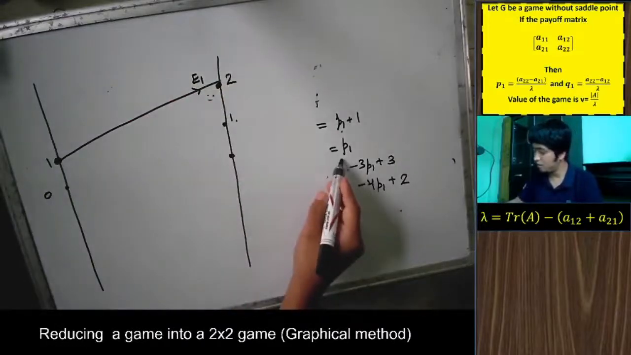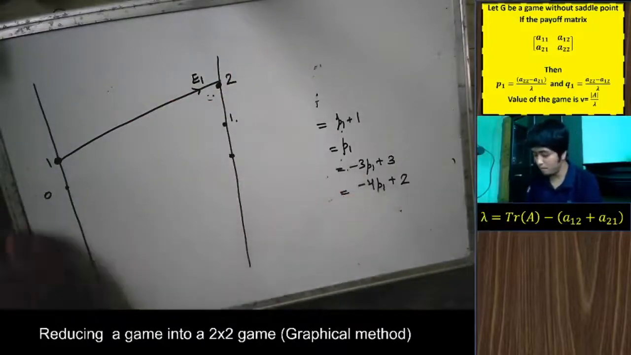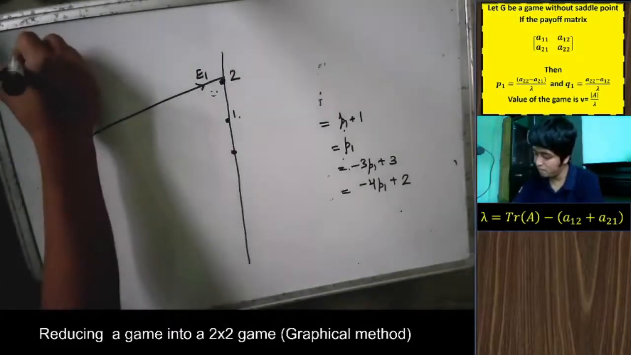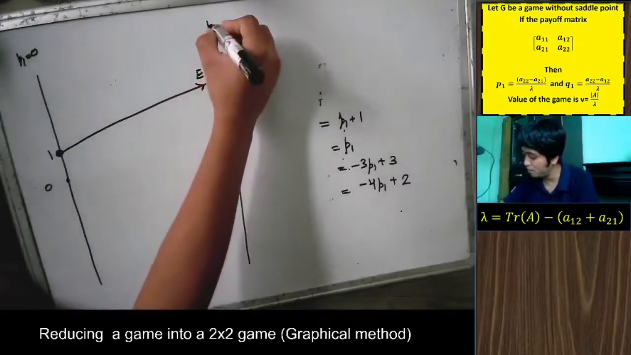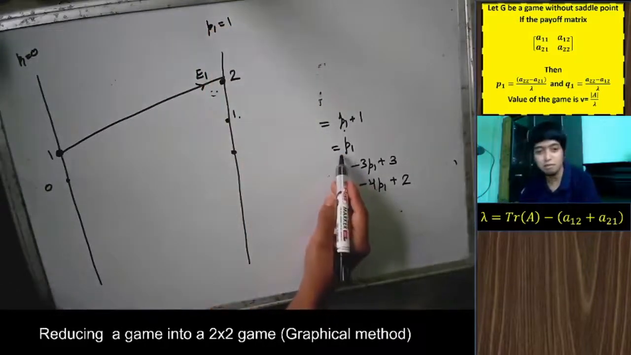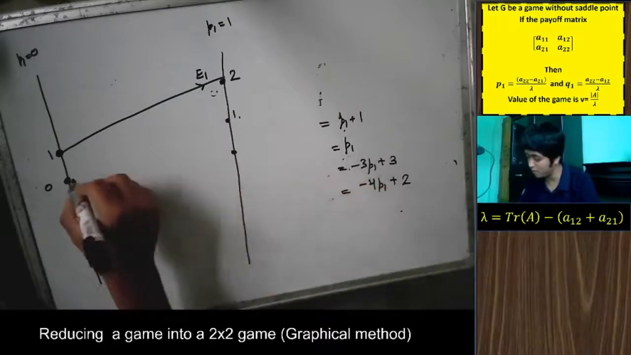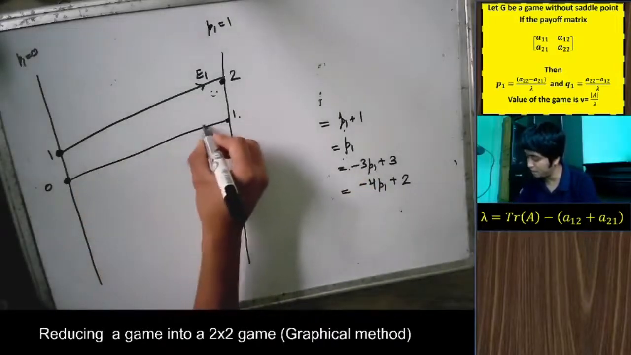Now this one, when P1 is 0, and P1 equal 1. When P1 is 0, you will be getting 0, and when P1 is equal to 1, you will be getting 1. So you will be having a line like this.